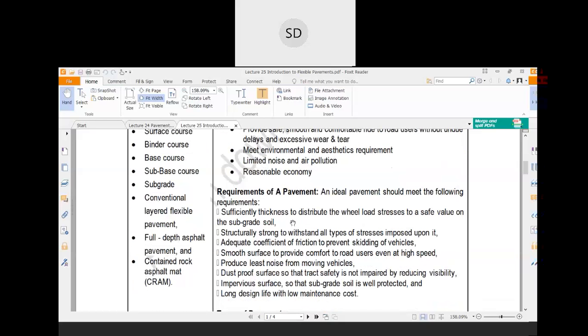Now, requirements of the pavements. The first one is that it should be sufficiently thick to distribute the wheel load uniformly within a limiting value so that the soil subgrade is not affected so much. It should be structurally strong to withstand all types of loading conditions and all types of loads. It should have adequate coefficient of friction so as to prevent skidding or slipping of the vehicles, then a smooth surface to provide comfort to the road users even at high speed.